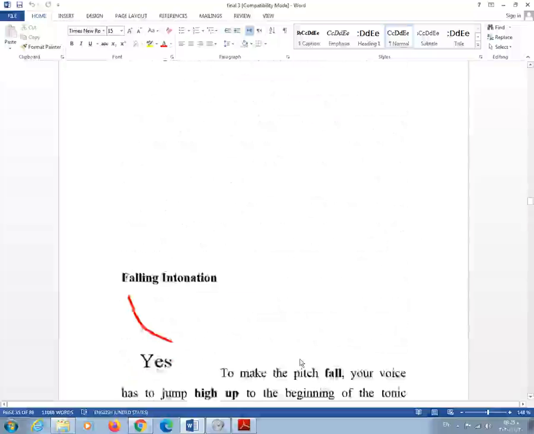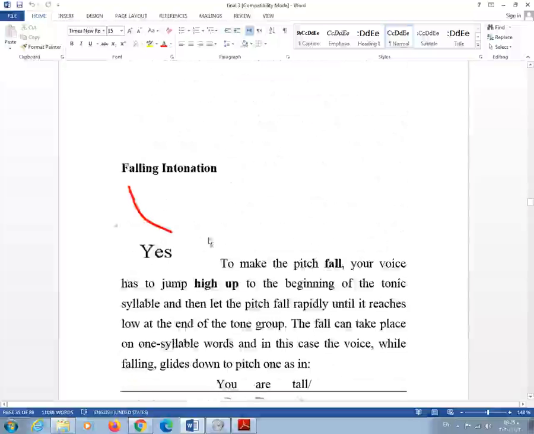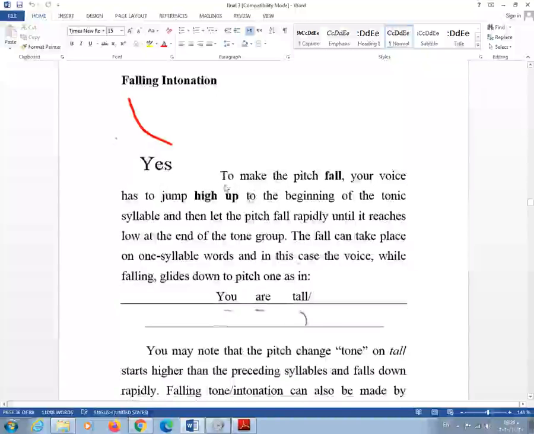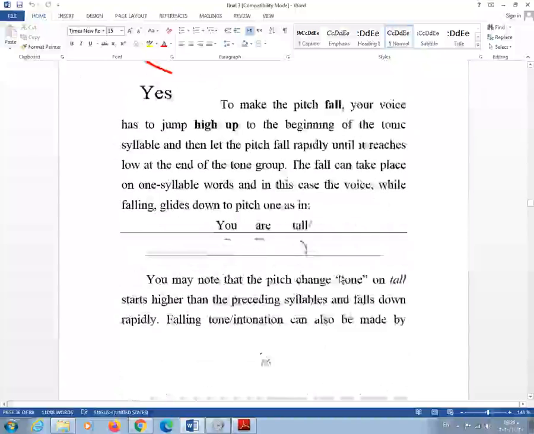Let's start with the first, falling intonation. Look at this. We start high and then fall. So in order to fall, you must start high. Your voice must go up and then go down like this. And here we have how to do that. To make the pitch fall, your voice has to jump high up, as you see, and then it goes down. Let's look at some examples.